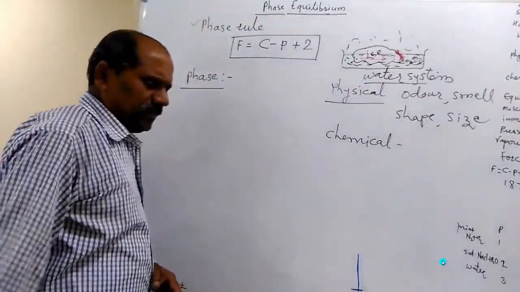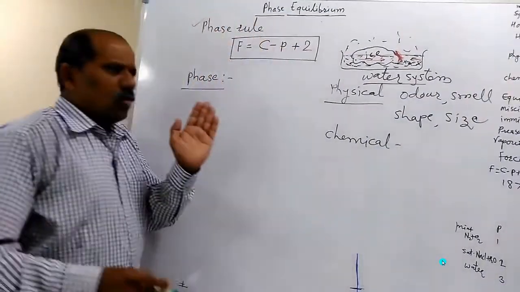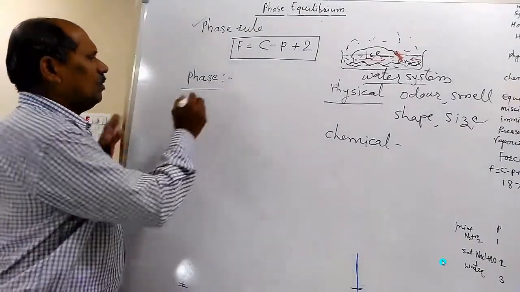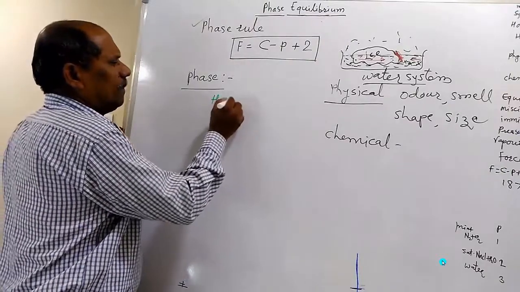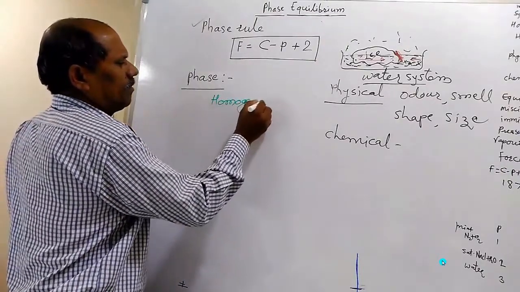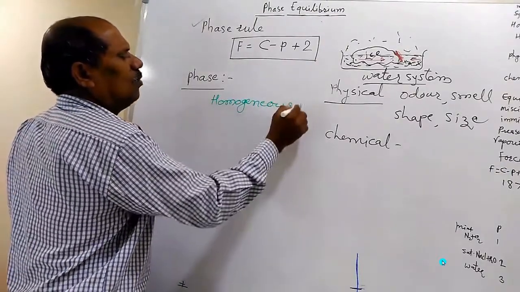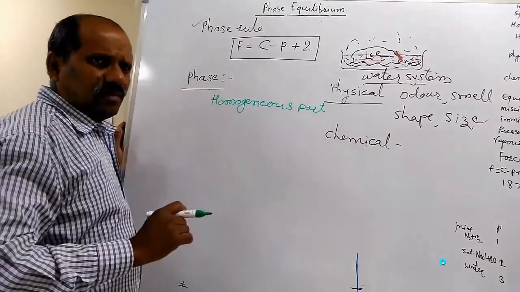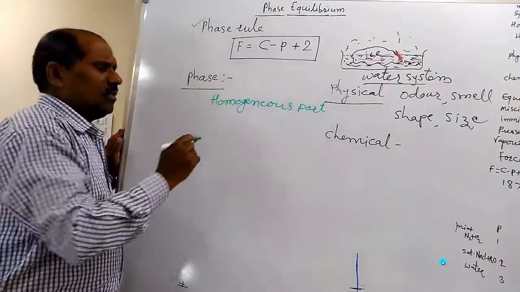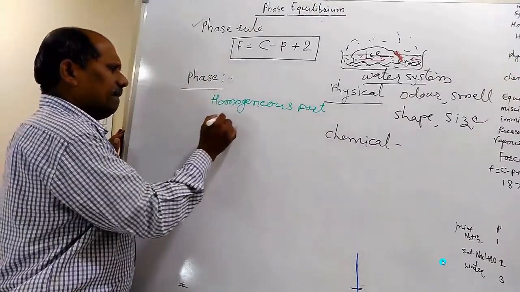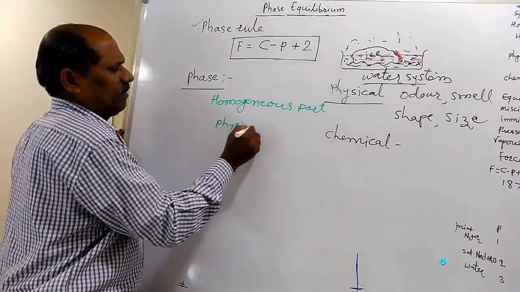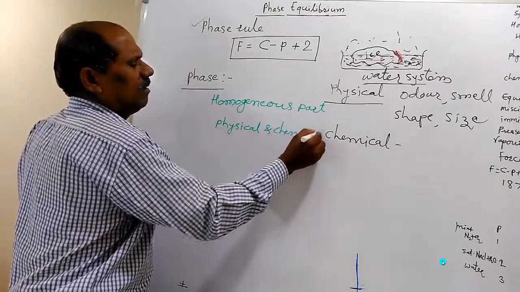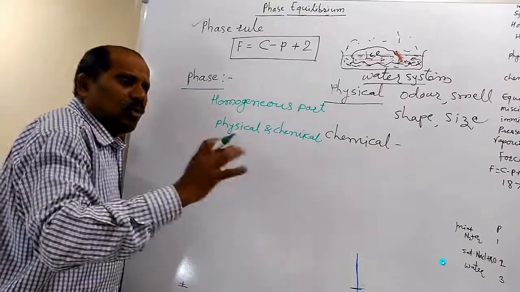What is meant by phase? A homogeneous part of the system, a homogeneous part of a system which has all physical and chemical properties the same throughout.